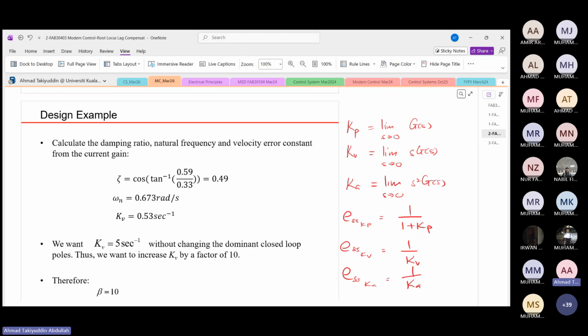But at least I have already responded to your question, whether Kp, Kv, and Ka are the same in terms of calculations. They are not the same. We are going to have a different formula for each of the static error constants. It can actually be proven. You can see it from the lecture notes of the steady state in the subject of control system.